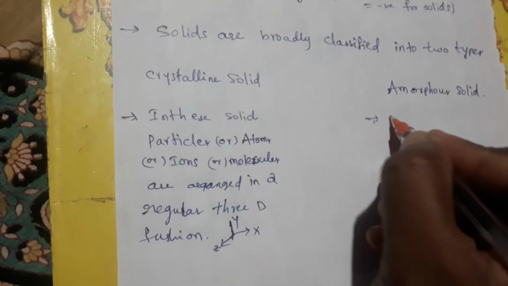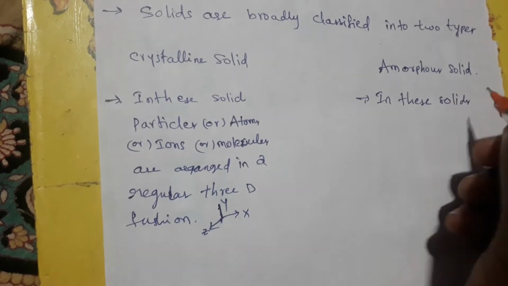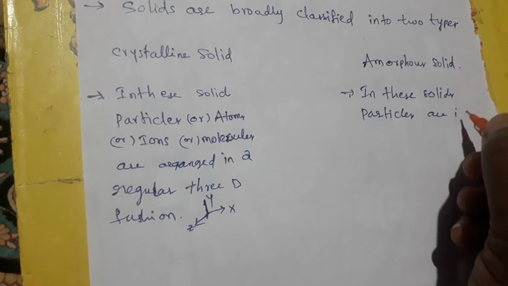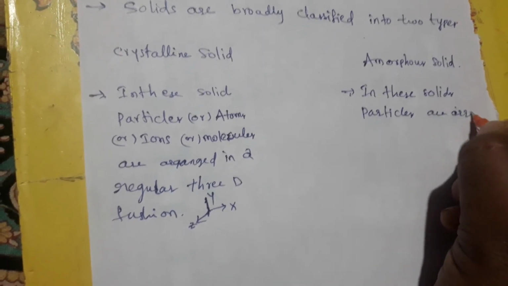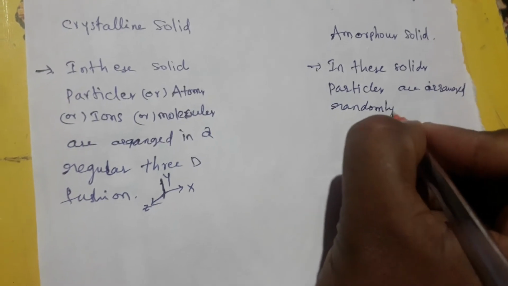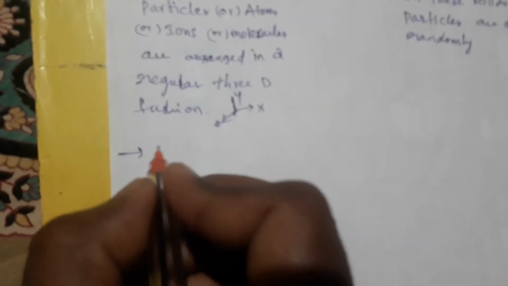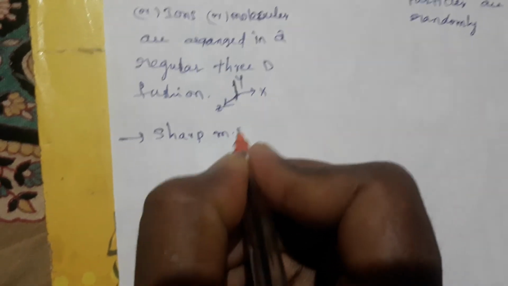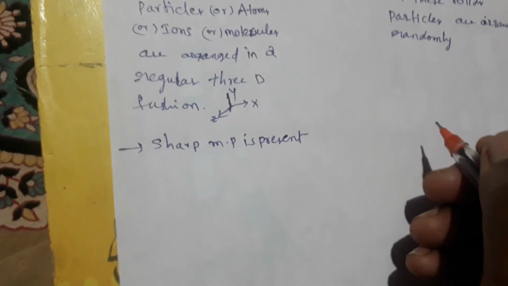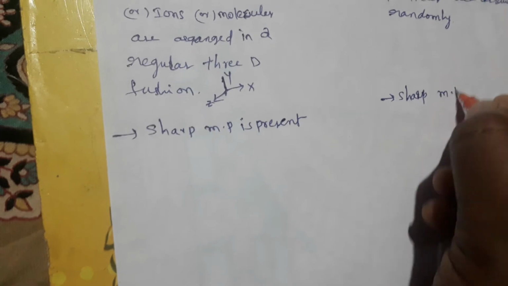And in the amorphous solids, the particles are arranged randomly. They are not arranged in a three-dimensional fashion. The crystalline solid has a regular order, that means it has a sharp melting point. Sharp melting point is present in this crystalline solid. In the amorphous solids, the sharp melting point is absent.